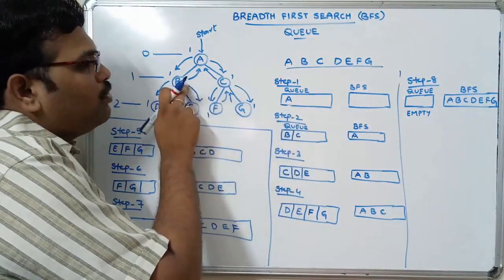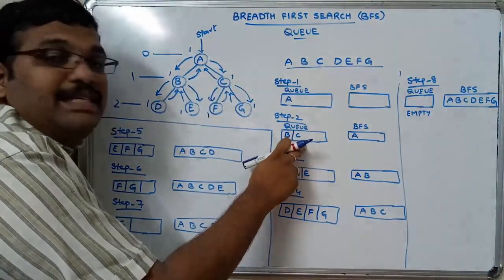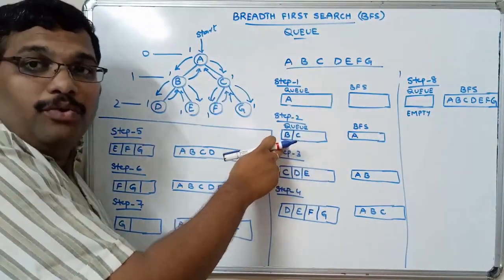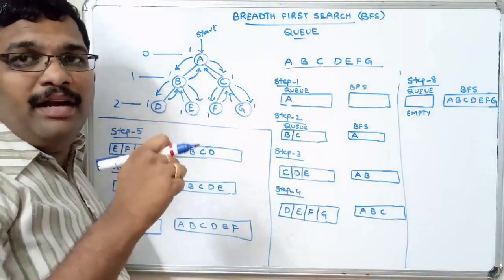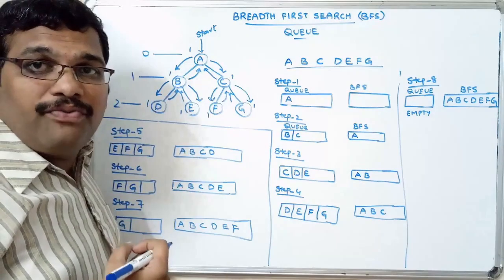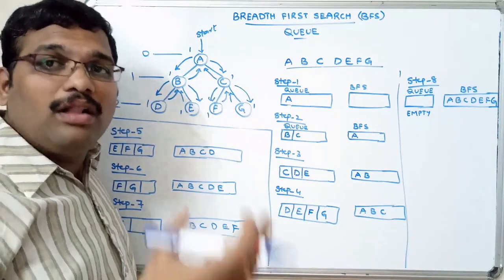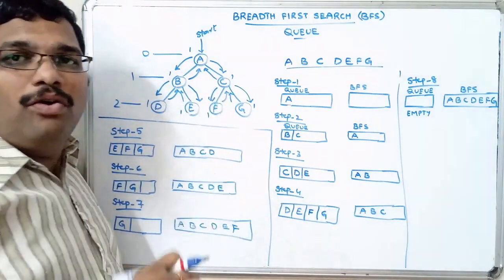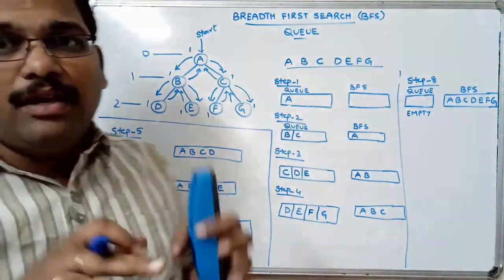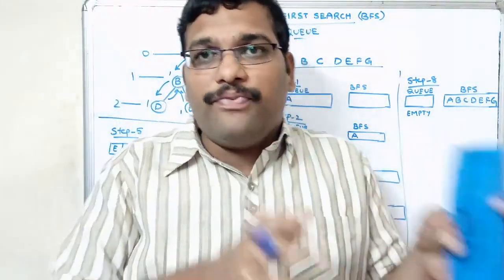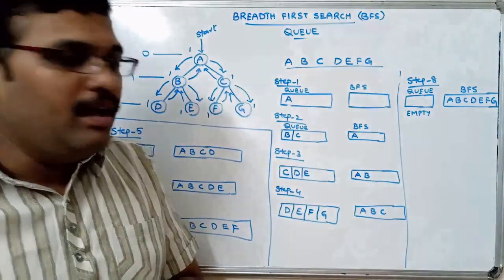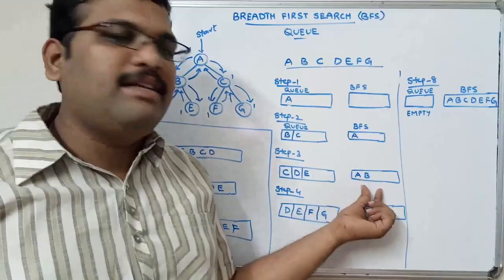There are 2 adjacent nodes B and C, so B and C, right? In the next step we have to remove the element from the Q. So we have to remove the first element from the front end. So from the front end we will remove the node from the Q and we will insert all the adjacent nodes of that particular node at the rear end, right? Because here we are using the Q, all the insertions will be done on one end and all the deletions will be done from the other end, right? So we have to delete the element and place it in the BFS.